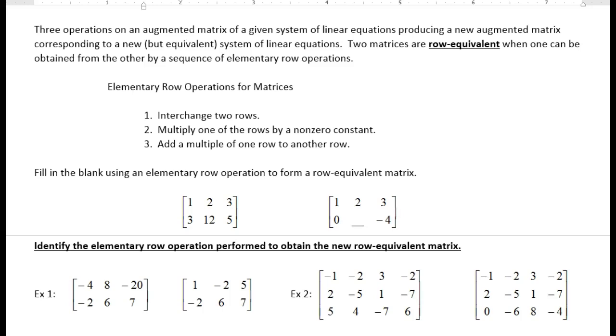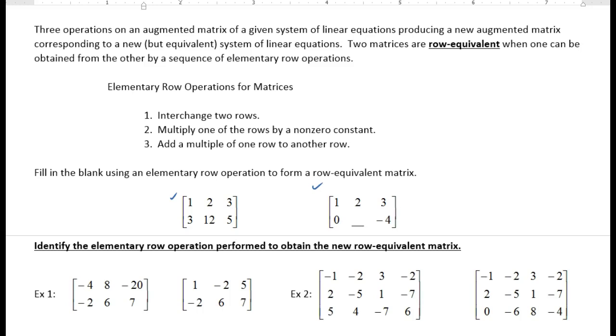So we're just going to baby step our way through this. This says fill in the blank using an elementary row operation to form a row equivalent matrix. This is my starting matrix right here. This is where it ended. I've got to figure out what happened from the left to the right.